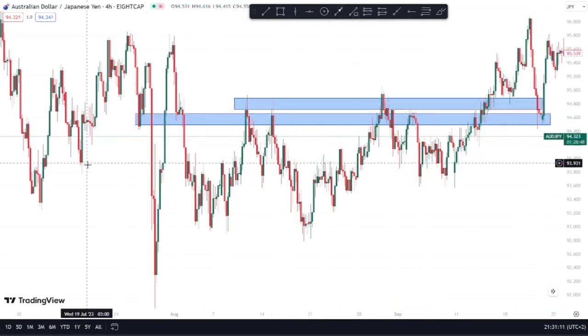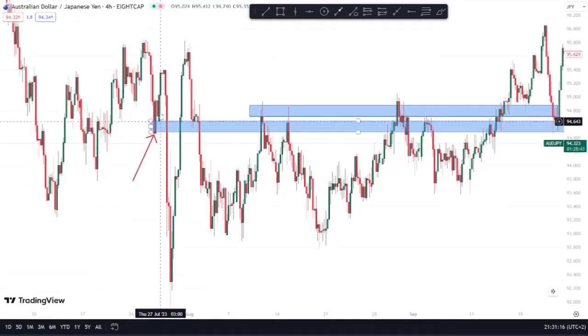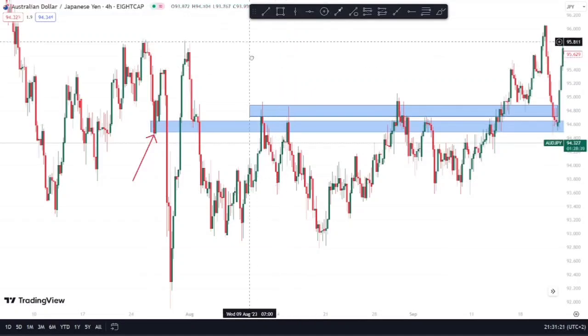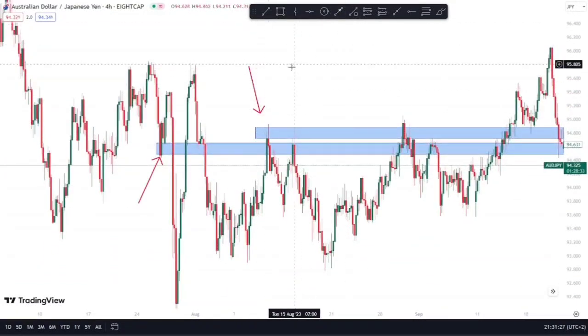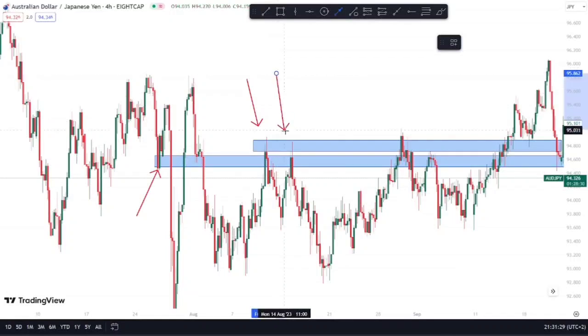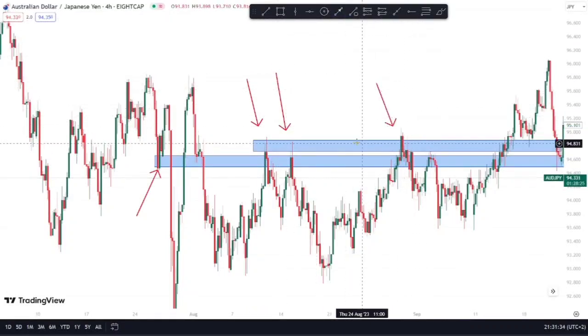When I look from the back, I see that this was a very strong support level right here. Price came to this level and it quickly pushed all the way to the upside, and this was a resistance level because price could not break above this level right here. Price was actually struggling to break above this level, and this gives us the indication that it is a very strong resistance level and price is struggling to break above it.